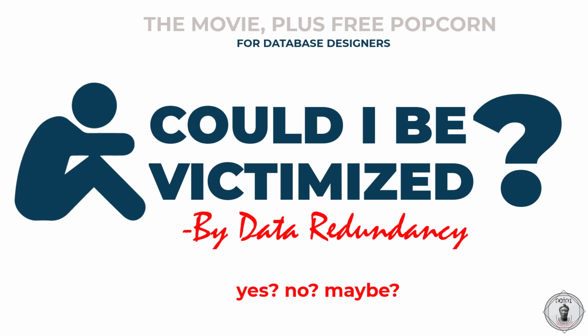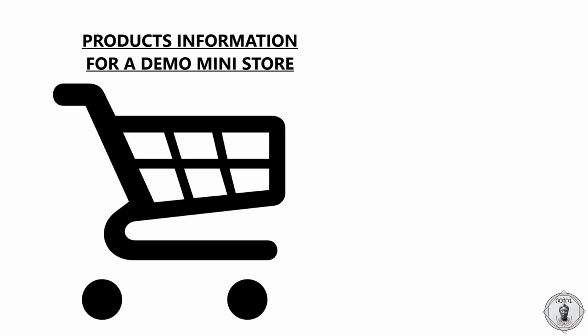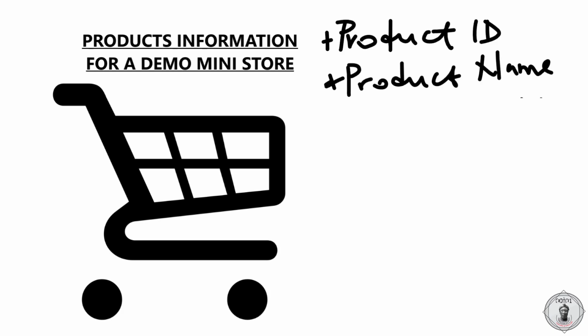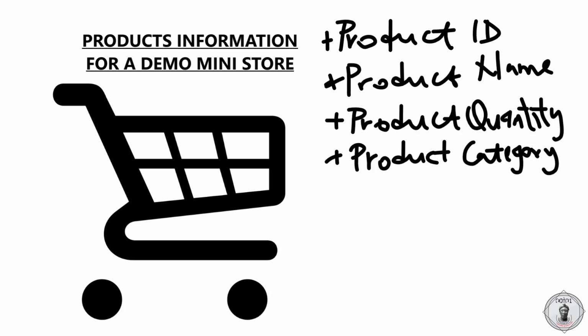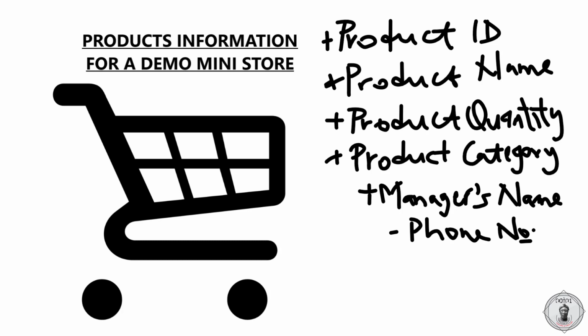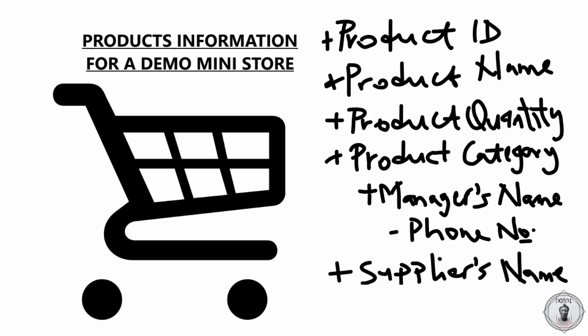Let's just assume you have a mini store and you need to store some information about products, and the kind of information you want to collect. You intend to store the product ID, the product name, the quantity of the product, the category which the product belongs to, the name of the manager who manages that category, the phone number of that manager, the name of the supplier who supplies the product, and the phone number for that supplier.